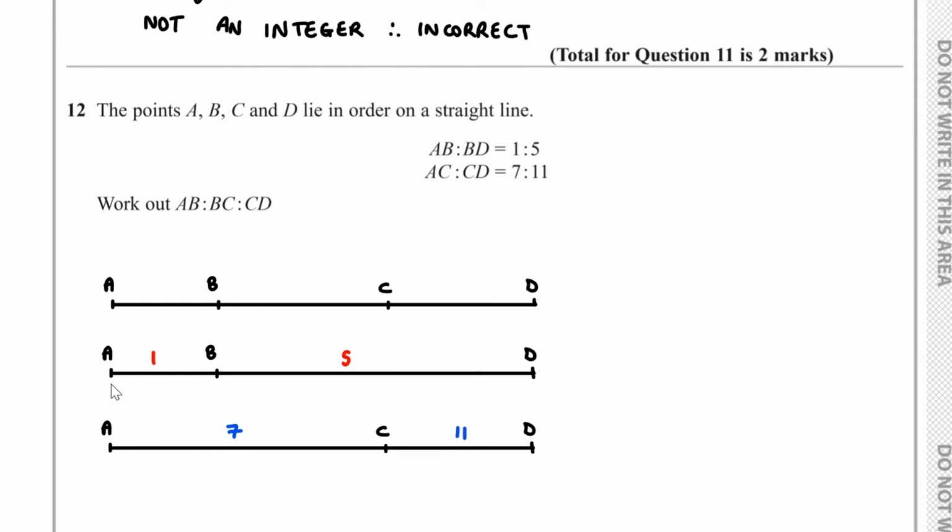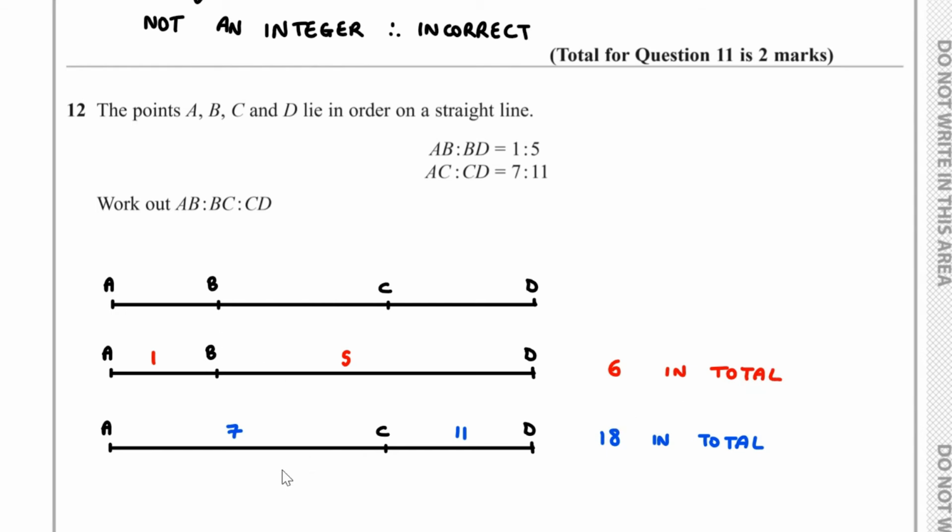So if we recognize that the points A and D are always going to be the same, this tells us over here we've got 18 in total for AD. So here we have 18 in total. The reason we have 18: 7 plus 11 gives the 18. So you can see here we have 6 in total because 1 plus 5 is 6. So here we have 6 in total.